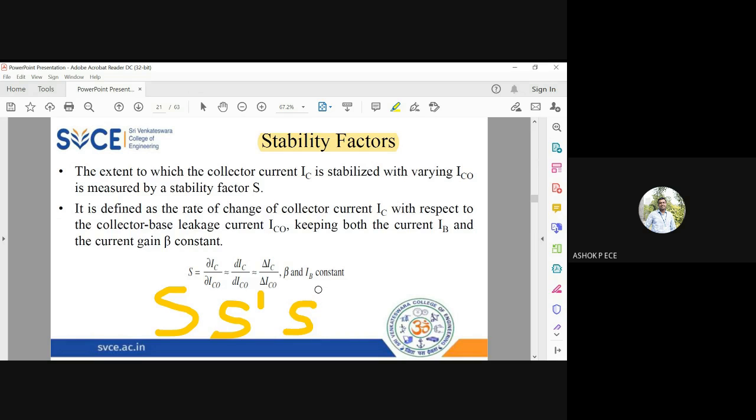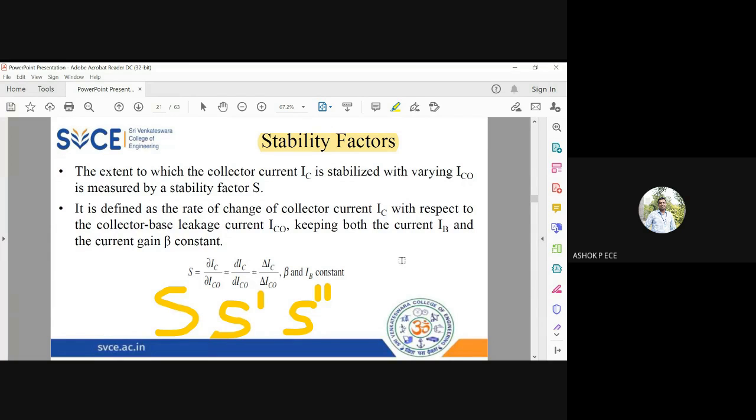Why do we need to have three stability factors? Can anybody say? Why can't we have one parameter, and instead we have three stability factors, S, S dash, and S double dash? Wild guess. Anybody can make a wild guess here? Can anybody say what should be the reason for having three stability factors for a single transistor? The answer is known to you.